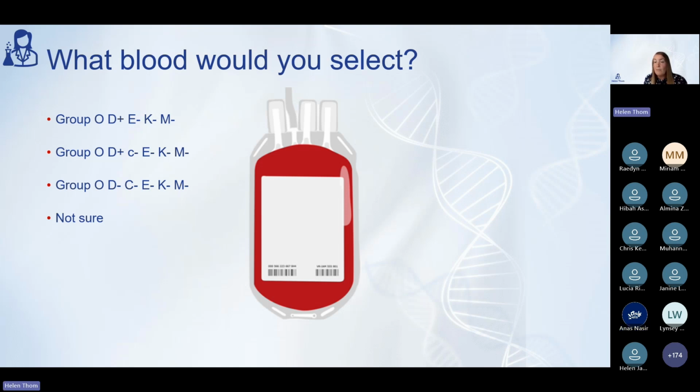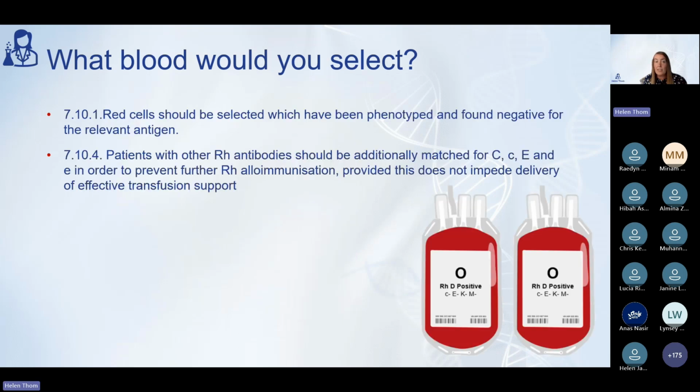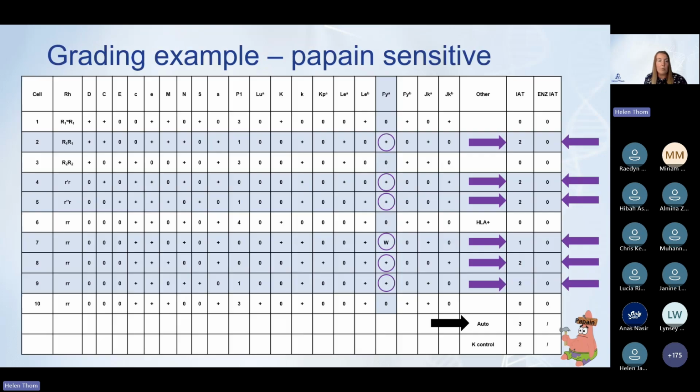Yeah. So for the first option, you could give that, but ideally you'd want to be given the second option because you're fully matching for the extended RH because they have an RH antibody. If you gave option 3, which is the big C negative, chances are that unit is going to be little c positive. So you may want to avoid that one because you wouldn't want to stimulate an anti-little c. So that is based on the guidelines, that is the blood that I would select for this patient. So thank you for taking part in the polls there.